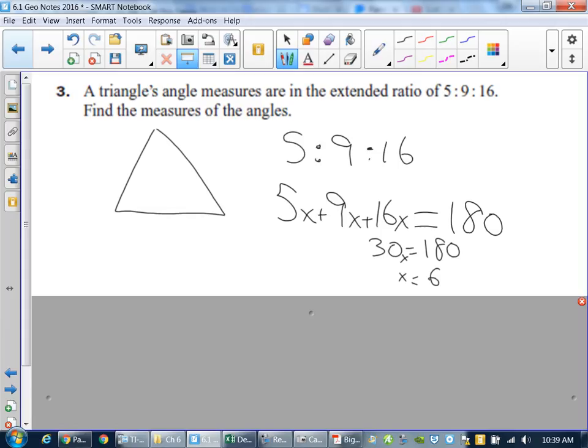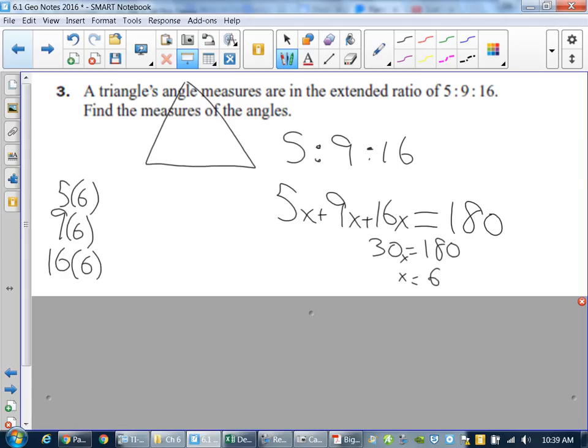So your angles are 5 times 6, 30. 9 times 6, 54. And 16 times 6, 96. So it's 30, 54, and 96.